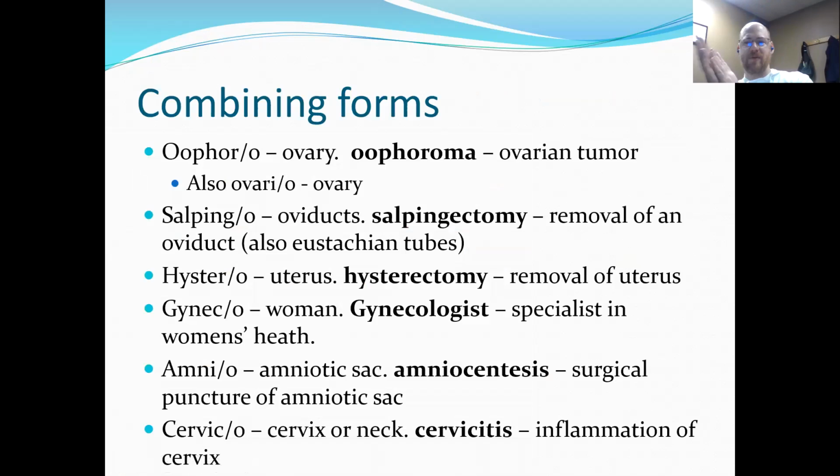Okay, let's talk about some combining forms here. For ovary, we have the term oophoro, or ovario. You'll see those used interchangeably generally. Okay, salpingo, combining form for oviduct, but in the world of ear, nose, and throat it also refers to eustachian tubes. So if someone is doing a salpingoscopy, they are looking inside of your fallopian tube with a scope.